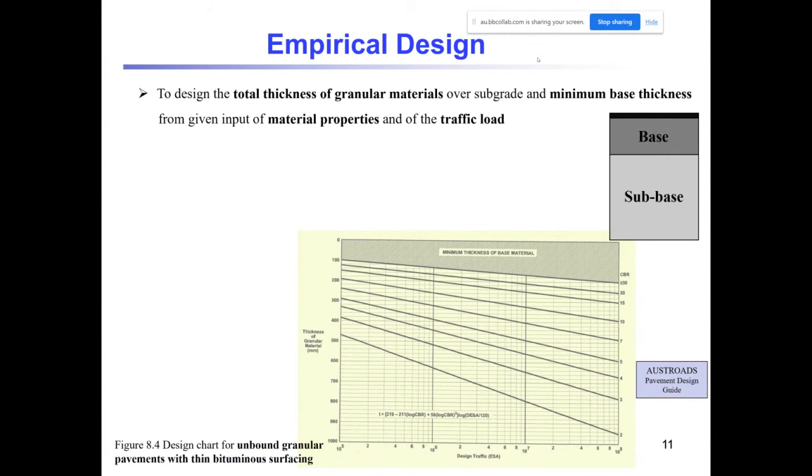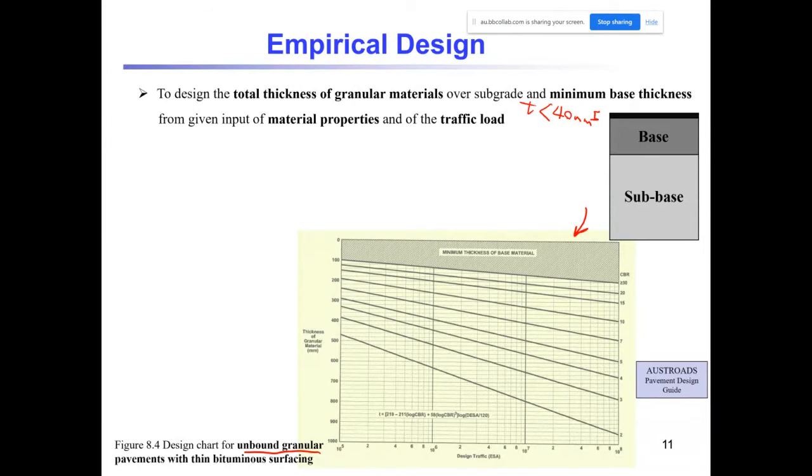For the empirical design, this is the chart that we are using. As I mentioned, this is for unbound granular pavements, when we don't have any asphalt or cemented material, with thin bituminous surfacing. The thickness of this surfacing, or the thickness of the surface layer, should be less than 40 millimeter, right? If the thickness for the surface is less than 40 millimeter, then you can use this chart for your design.